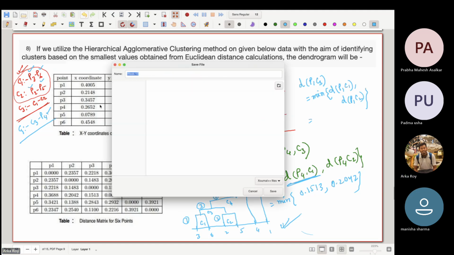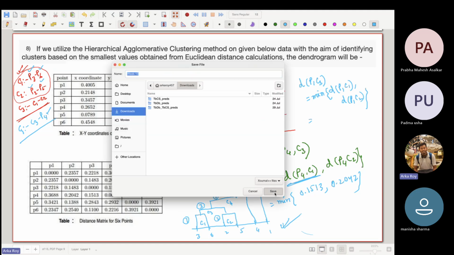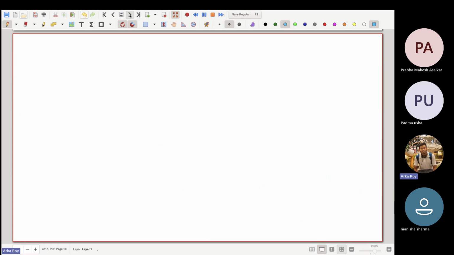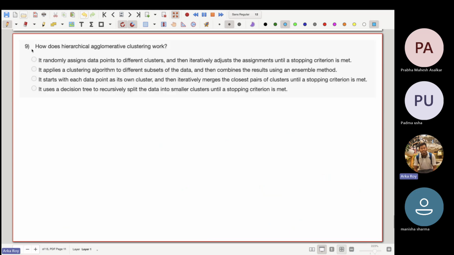This is quite a bit of task to complete. Okay, so let us now move to the next question. How does hierarchical HSE work? Again, the same type of question they have given. It randomly assigns data points to different clusters and then iteratively adjusts the assignment until the stopping criteria is met. This is incorrect.